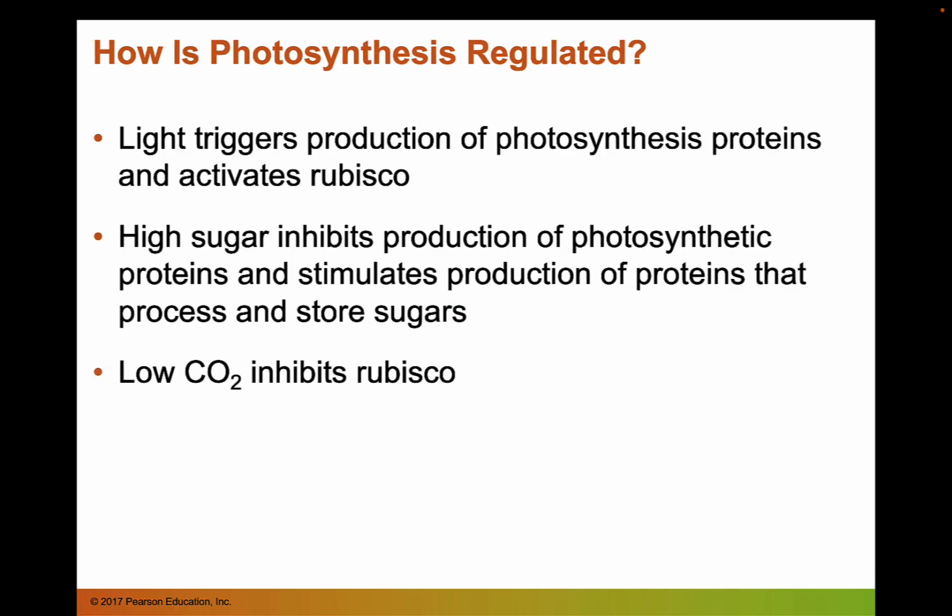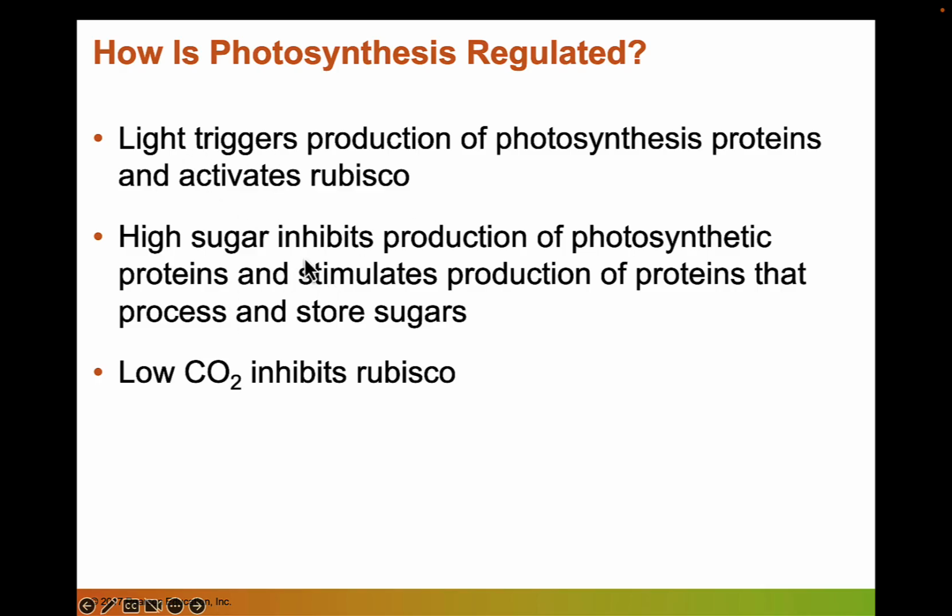So photosynthesis, of course, like any pathway, needs to be regulated. If there's a lot of light and you're making a lot of ATP and NADPH, this would be a good time to make sugar via the Calvin cycle. And so light actually also triggers the production of photosynthesis proteins and activates Rubisco. So these processes are linked.